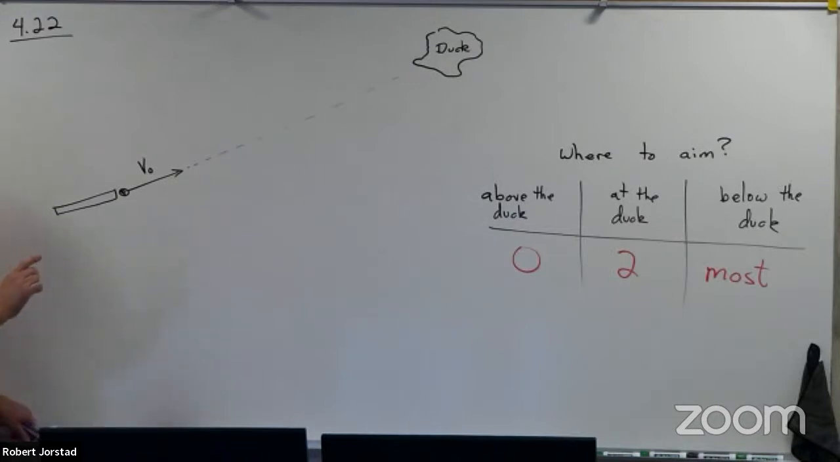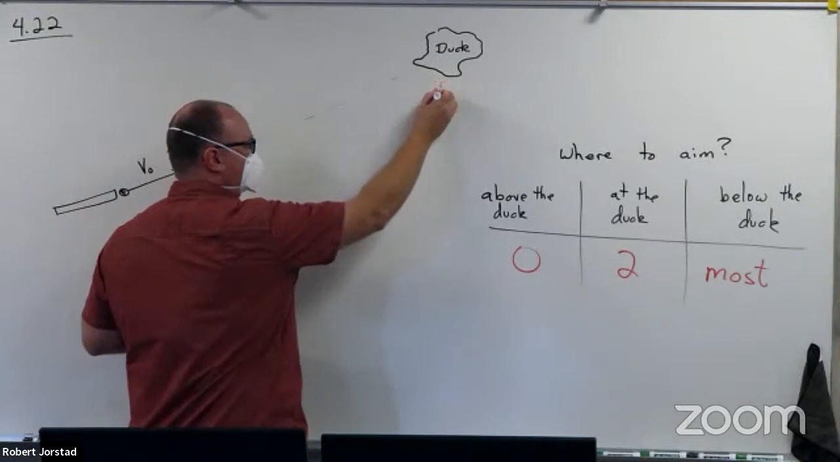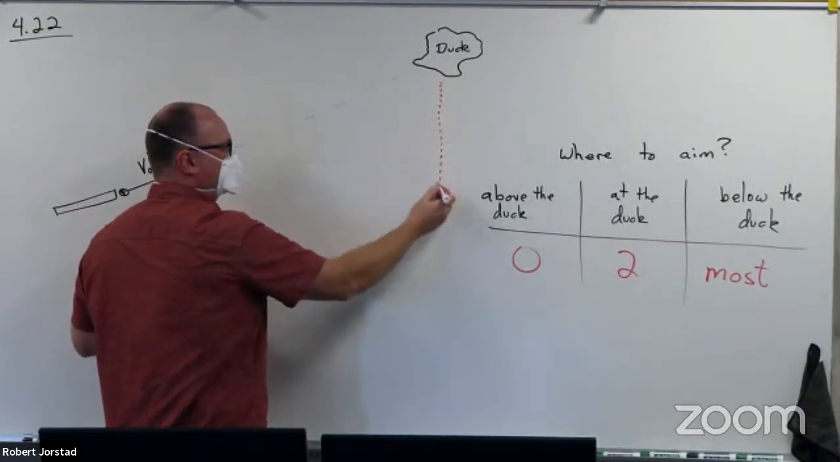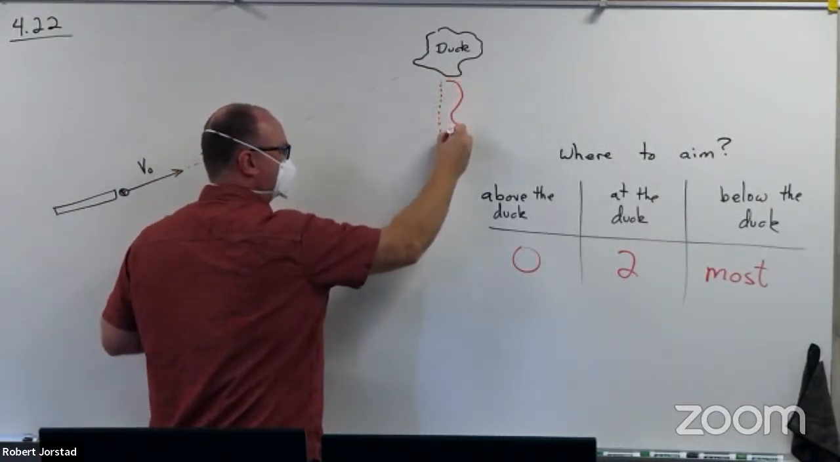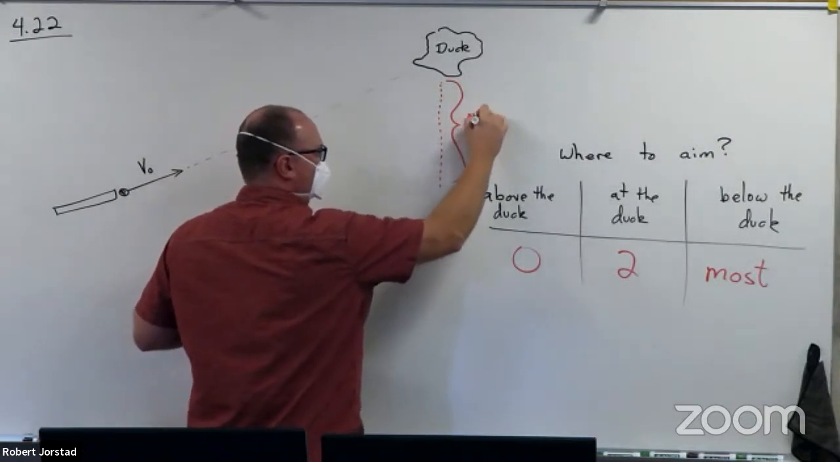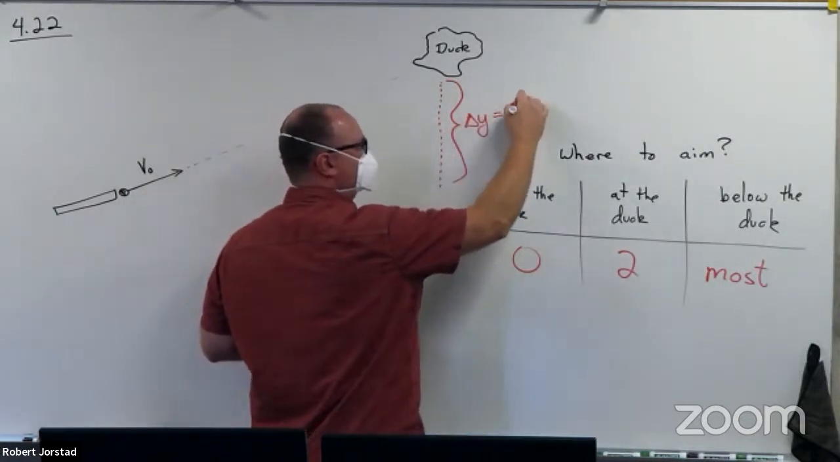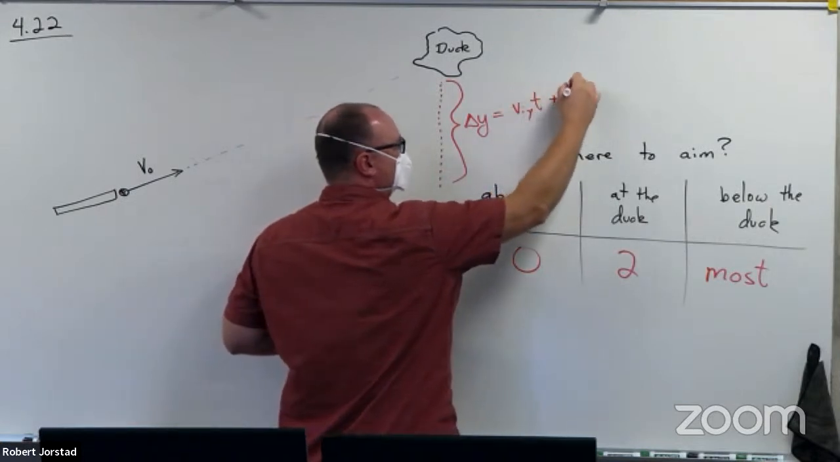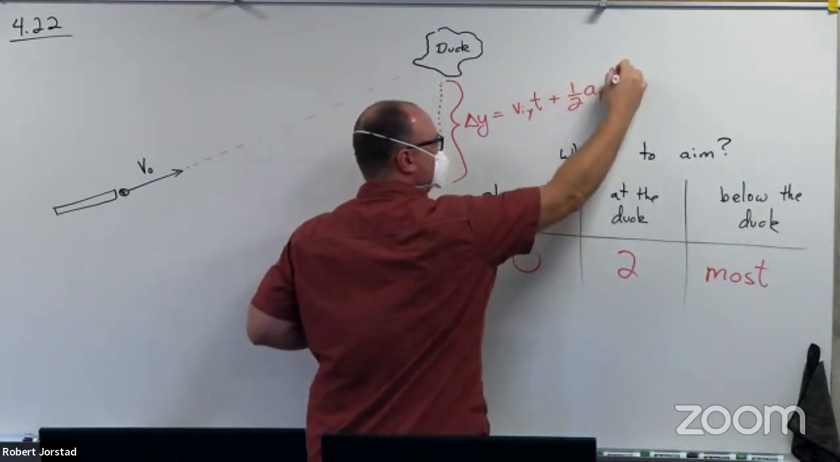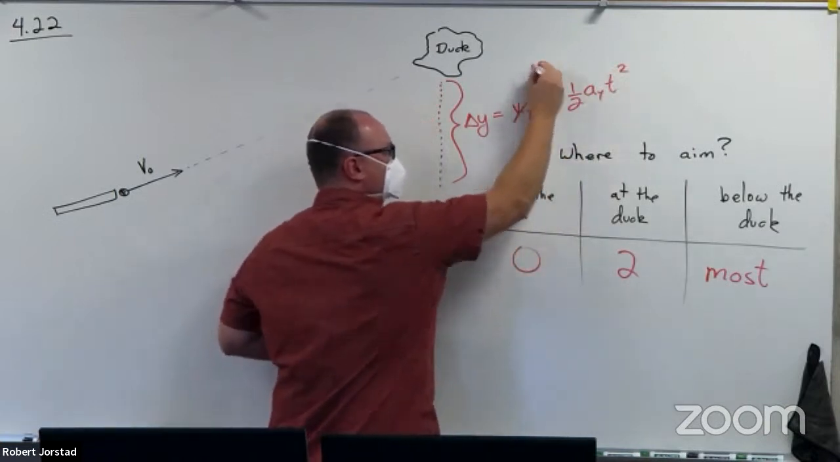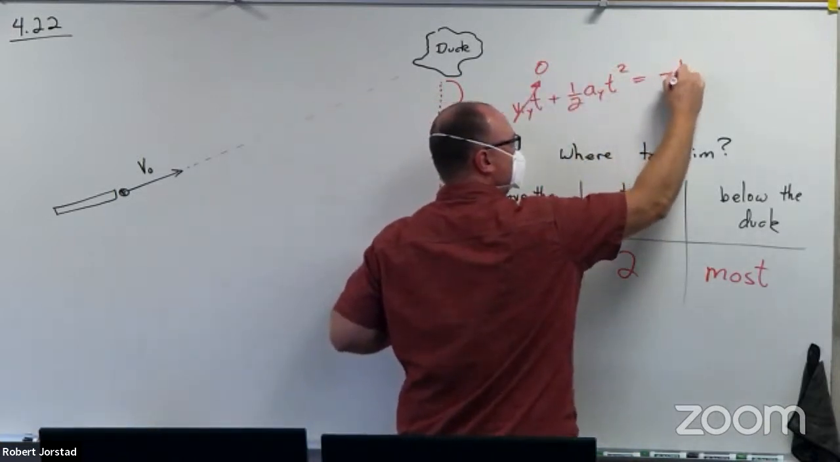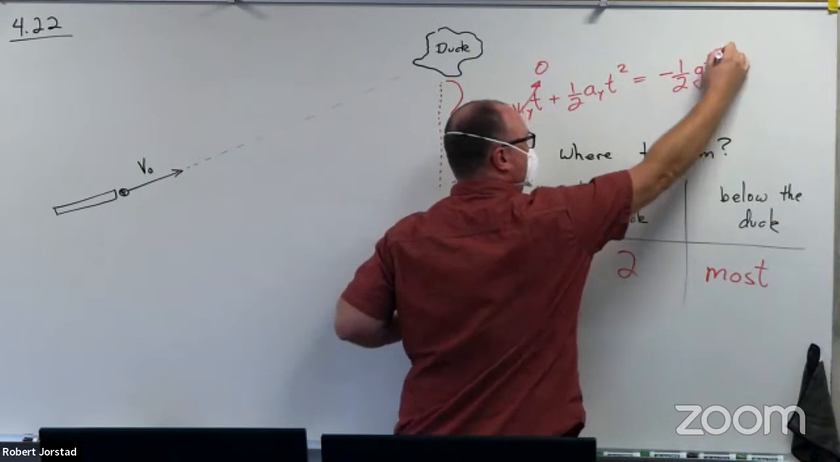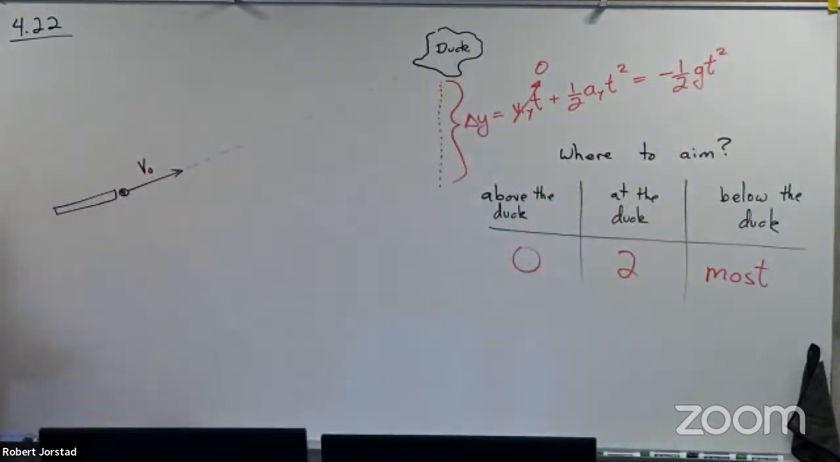Well, now the issue is, in this case, the duck should start falling, right? And it's going to fall some distance. Delta y is equal to the initial v_y t, plus 1/2 a_y t squared. The initial is 0. This is going to be negative 1/2 g t squared. Agreed? Well, think about the delta y equation for here.